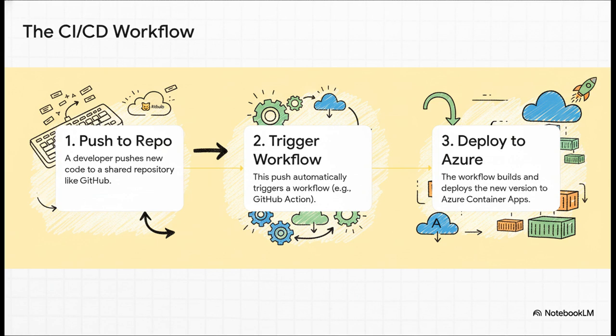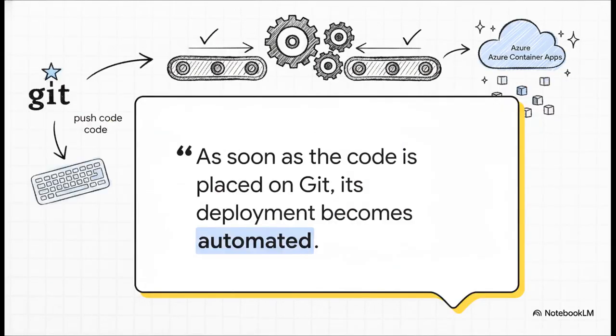The process is so simple. A developer pushes some code, that push automatically kicks off a workflow, and then that workflow builds the app and deploys it for you. No manual steps, no, oops, I forgot. This quote right here really just captures the magic of it all. You set up CI/CD one time, and then your team can just focus on what they do best, writing great code and pushing it to Git. The deployment just happens, reliably, every single time.